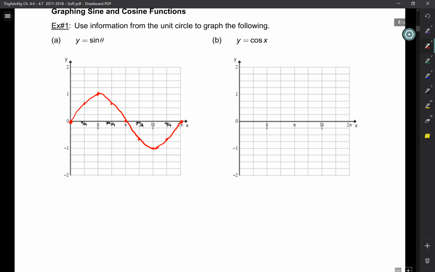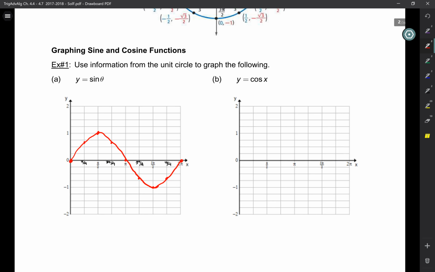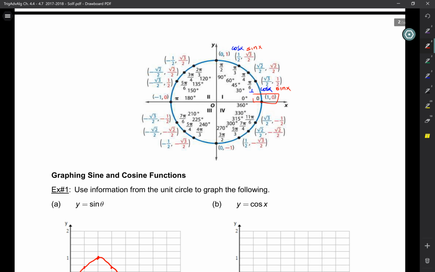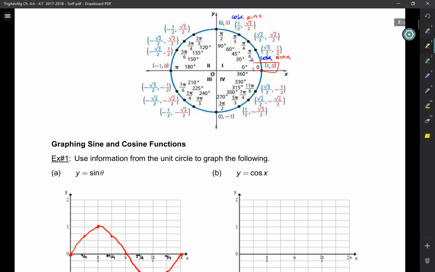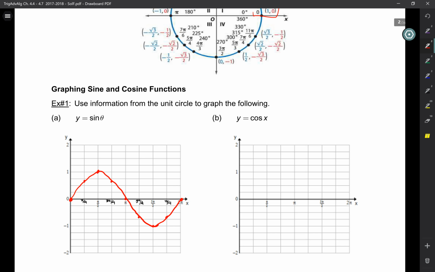Okay, so now what I want you to do is the same exact thing for the cosine this time. So if for the sine we were looking at all of the y coordinates, for the cosine we're going to look at which coordinates? The x coordinates. All right, so I'll stop this recording for a minute. Go ahead and fill in the points for cosine and draw that graph.